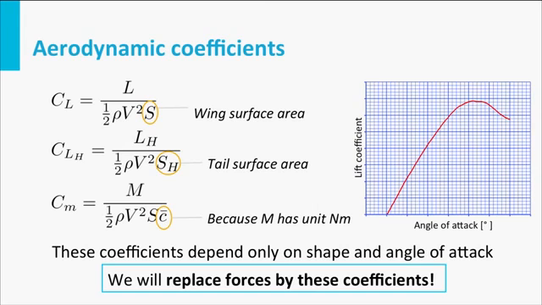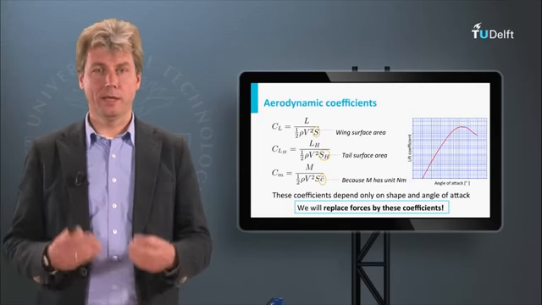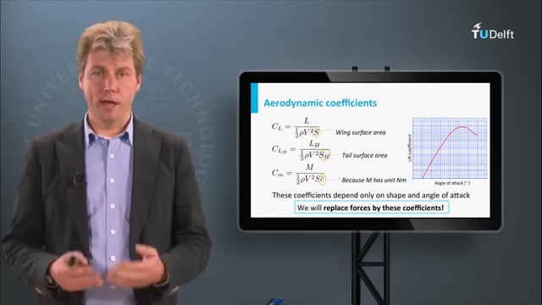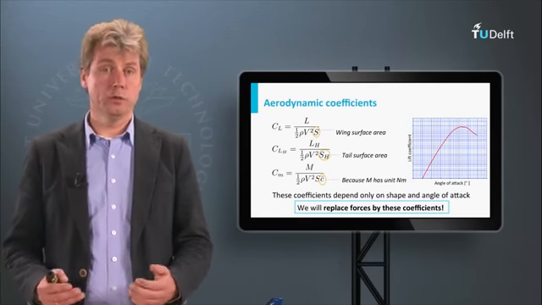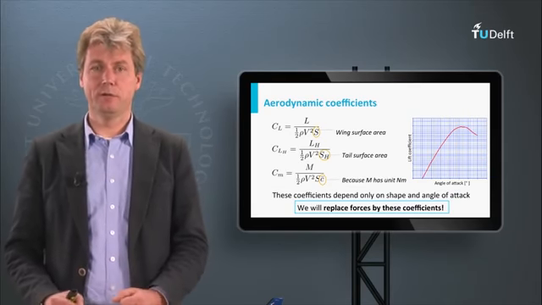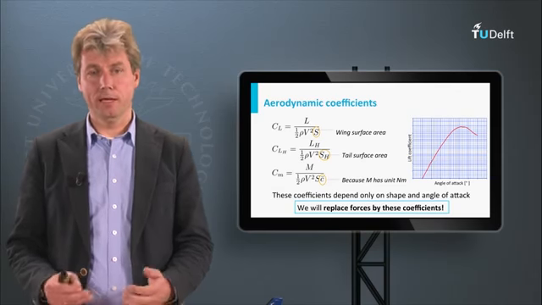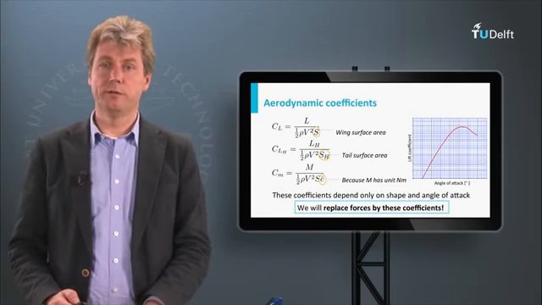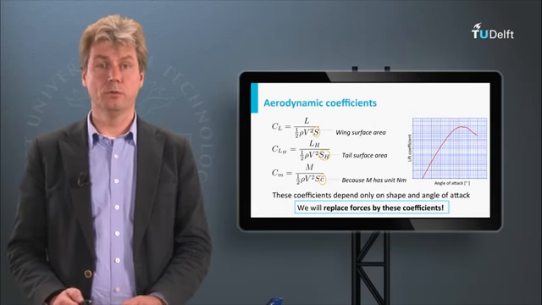So bottom line is that CL, CLH, and CM are for us basically forces and moments without dimensions and also without the influence of altitude and speed or surface area. So they are valid for the shape of the airfoil and the current angle of attack. And that's where we'll use them, because that's very convenient in the derivation we will do in the next lecture.